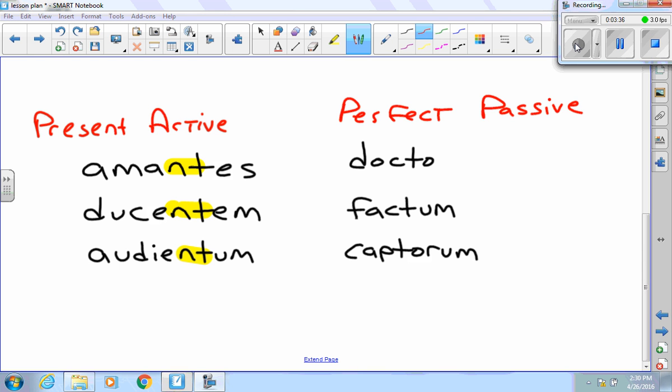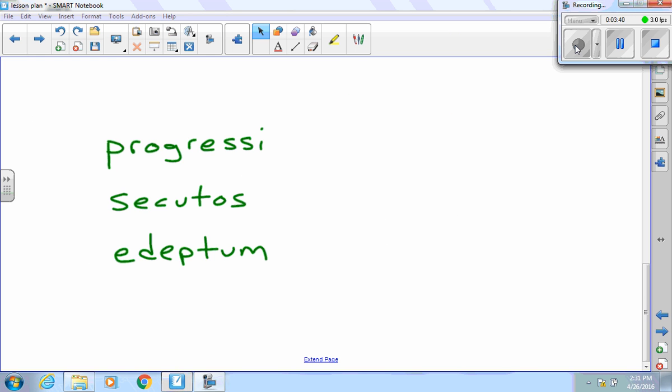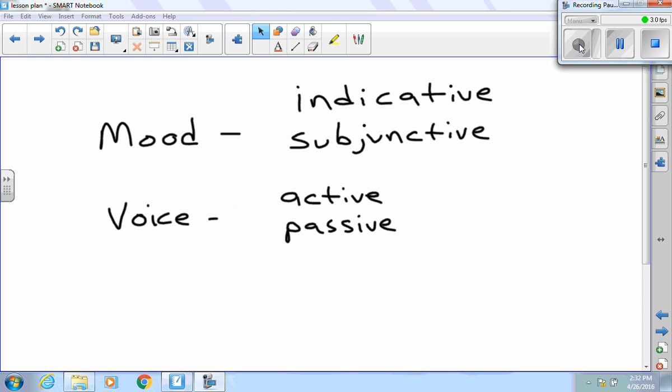Present active and perfect passive participles. Now, we do have a perfect active. And those perfect actives come from words like this, progressi, secutus, and adeptum. Those are our deponents. So make sure that you can identify the types of participles. You're going to get a word, and it's going to say, well, is this present active? Is it perfect passive? And you're going to have to decide.